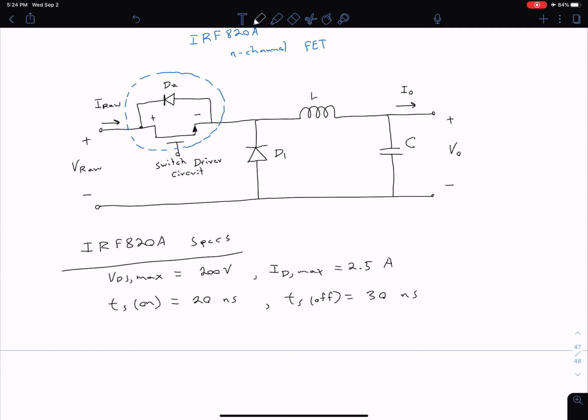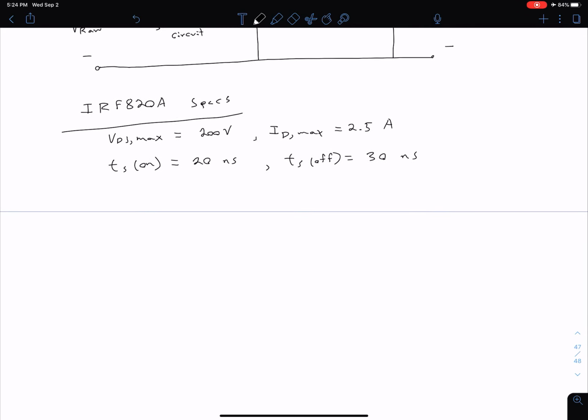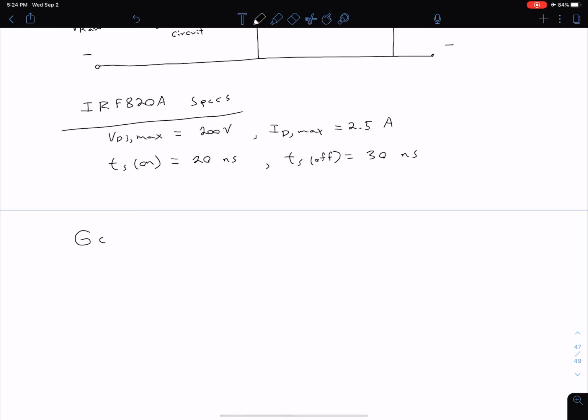Okay, so one other general rule that we want to point out before we get into our analysis is related to our switching time.